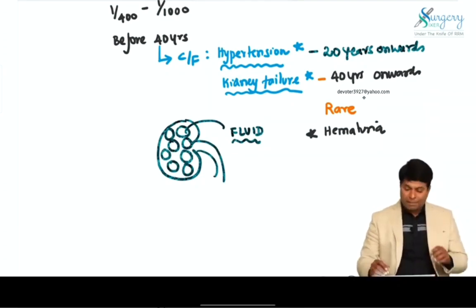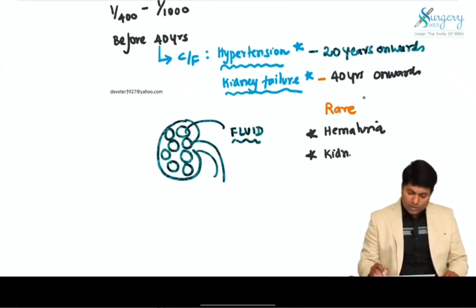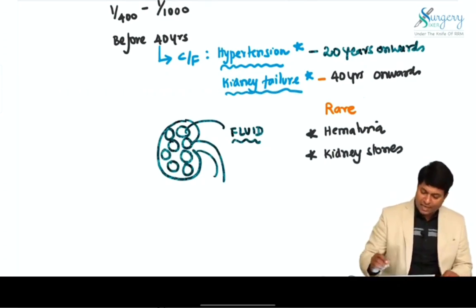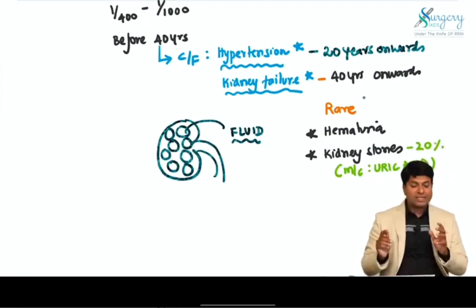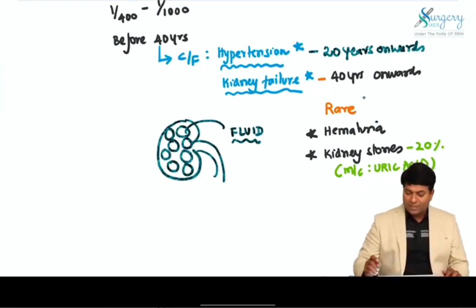Please don't forget, hematuria can happen due to rupture of cyst, or they can present to you with kidney stones. This question is an expected question. In polycystic kidney disease, what is the most common type of stones? It is uric acid stones. It is seen in 20% of cases. So, very interesting, 20% of the patients present with uric acid stones more commonly.